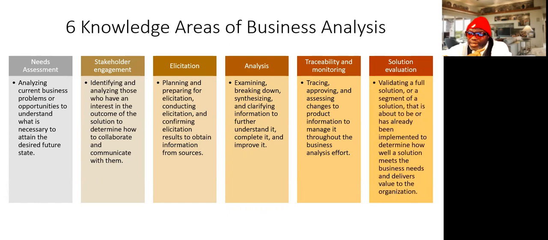And then we have solution evaluation. One of the things that BAs are also involved in is validating a full solution or a segment of the solution. The reason is we want to find out how well the solution meets the business need. That's really what we're about. So when you think about these 6 things, needs assessment, stakeholder engagement, elicitation, analysis, traceability and monitoring, and solution evaluation, they all work hand in hand.